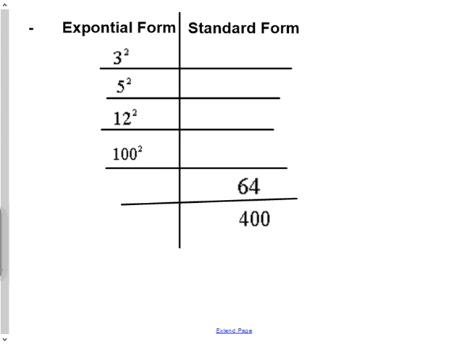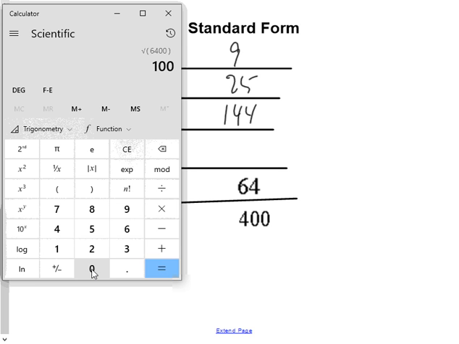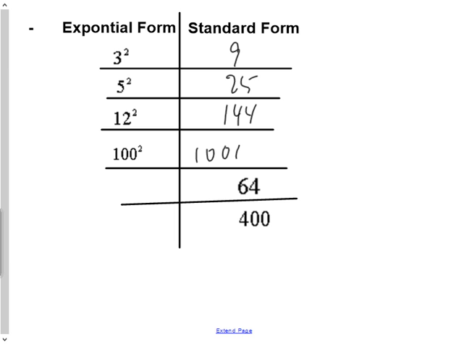Your next question gives you exponential form and asks for standard form, or gives you standard form and asks for exponential. 3 squared is 9, 5 squared is 25, 12 squared is 144, 100 squared is 100 times 100. So you probably need a calculator here, you think? 100 times 100 equals 10,000, but watch, it's actually not that hard. When you square, like 10 or 100 or 1,000, just put a 1 down, and then double the number of zeros. Okay, here's 2 zeros, so here's 4 zeros, 10,000.